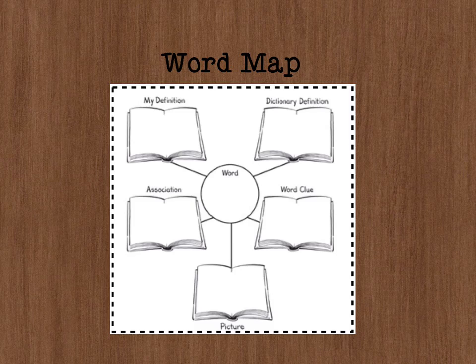So you can see on this graphic organizer, and this is just one of many, you put the word in the middle, and this asks for your definition, the dictionary definition, an association that you make when you see the word or think of the word, a clue, and then a picture. Now, some of these word maps also look at antonyms or synonyms. There's many different adaptations that if you hit Google and put in word map, you'll see lots of organizers. You may want to find the one that you like best on Pinterest and pin that to your pin board for the week.